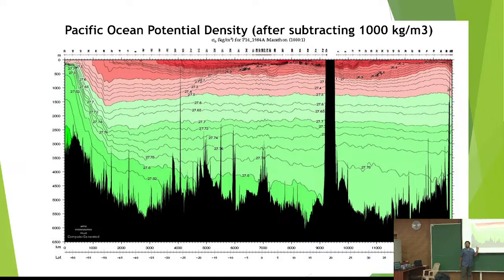This must be taken from a ship observation, right. A ship might have sailed from the North Atlantic to the South Atlantic, measured the density on the way, and then plotted it. You can see, very interestingly, the larger density resides below, and 1000 is subtracted. So, we can see the value 28 here, but 26, 25 on the top. So, this is how the density structure looks, but this has some peculiar property.